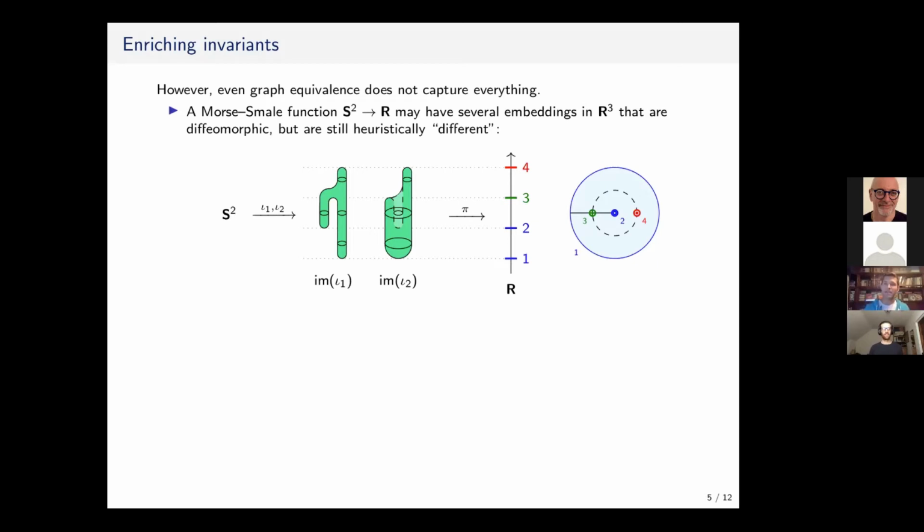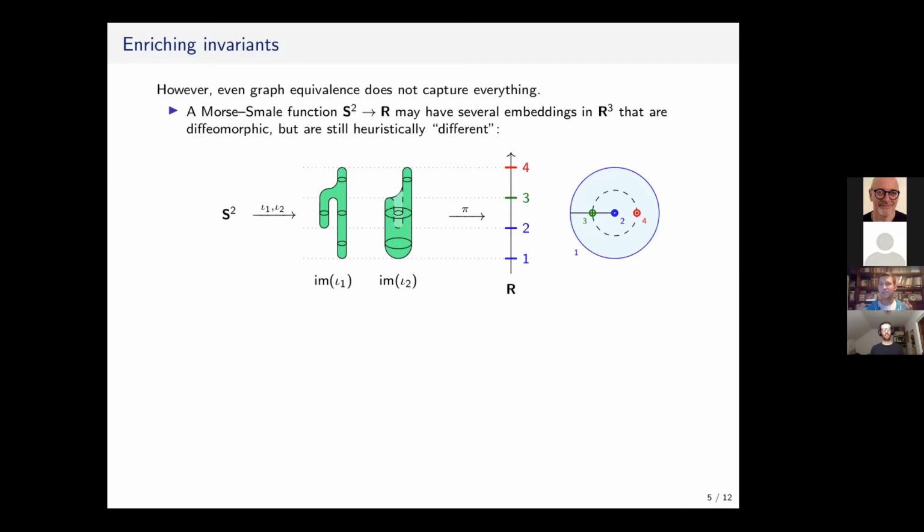But if we say that we want the Morse Smale function to factor as a smooth embedding and then a projection to an axis, then these embeddings are different, but they do have the same Morse Smale graph, as you can see on the right. So the question is, how do we distinguish these?